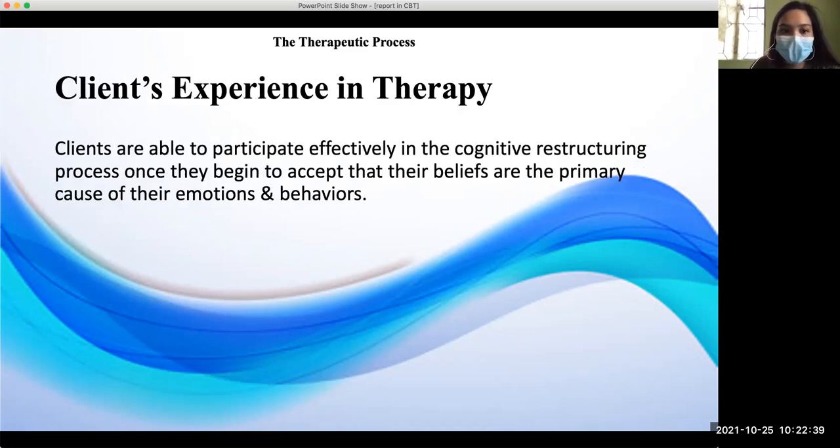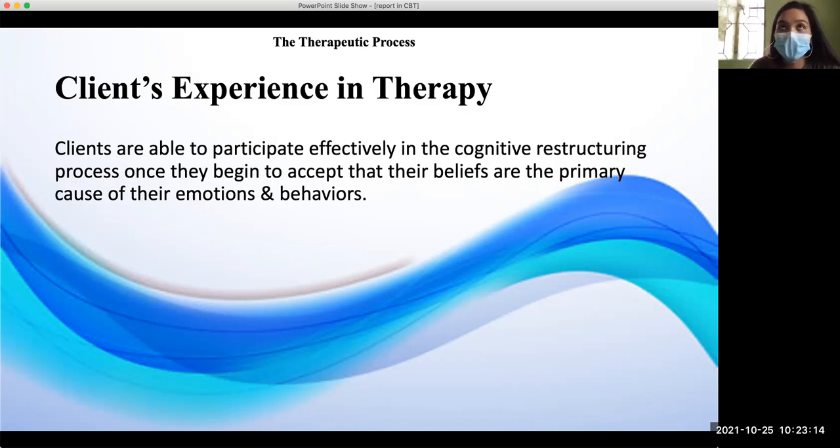So next natin is yung client's experience in therapy. So dito naman, clients are able to participate effectively in the cognitive restructuring process once they begin to accept that their beliefs are the primary cause of their emotions and behavior. So clients learn how to apply logical thoughts, participate in experiential exercises, and carry out behavioral homework as a way to bring about change. So clients can realize that life does not always work out the way they would like it to.